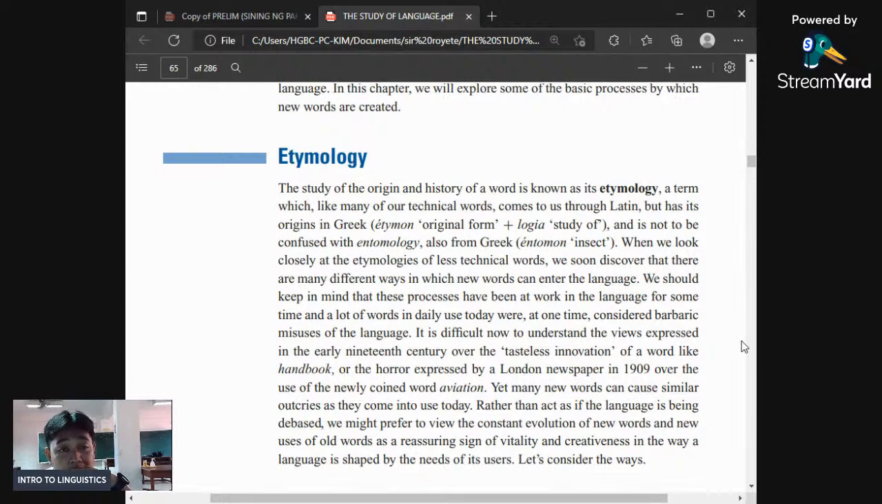Let's consider the ways. So for example, when we started discussing the language, we gave the origin, right, or the history of the word. Language comes from the Latin word lingua, which means tongue, right? So, also communication comes from the Latin word communis. The other one is communicare also. So, that's etymology.